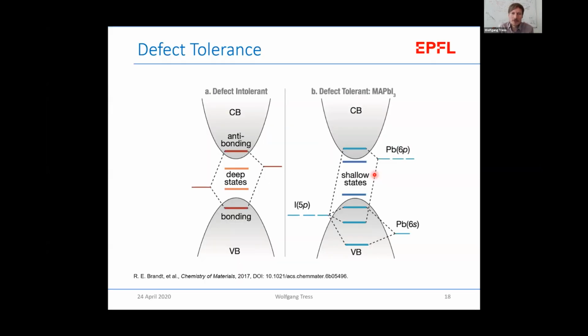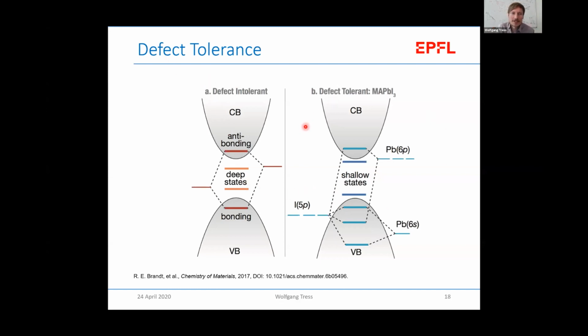And nowadays, in state-of-the-art devices, you can usually see it rather easily. And the question is, where does this come from? Why is this material so emissive, although we have a nanocrystalline material, where we should expect lots of defects at grain boundaries and surfaces? And one reason is what people call defect tolerance.